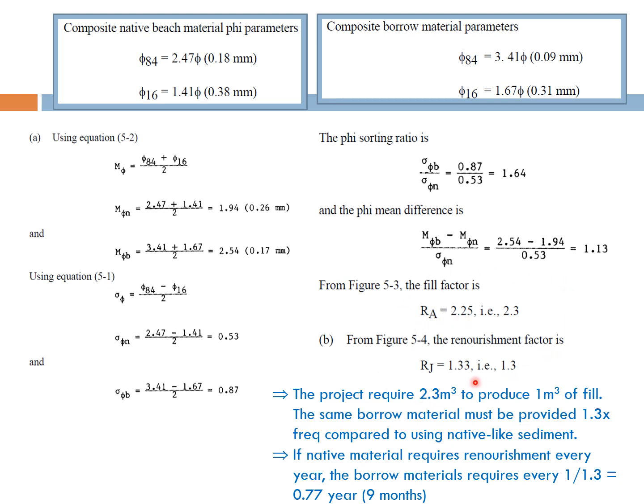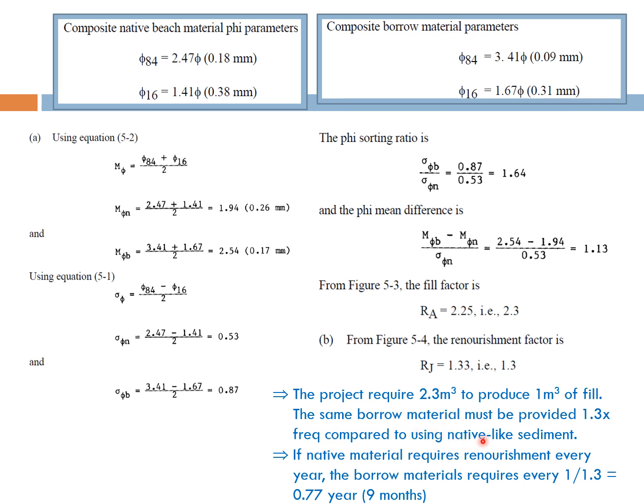Based on the outcome, the project required 2.3 meter cube of borrow to produce 1 meter cube of fill on site. So we need to place up to 2.3 meter cube, whereby we expect that up to 1.3 meter cube will be lost and only 1 meter cube will remain in the renourished beach. And also, renourishment will have to be carried out at 1.3 times frequency compared to the native material.